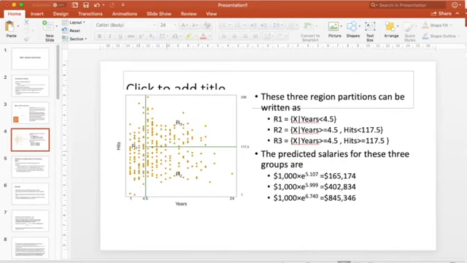So these are the 3 resulting regions. If any individual falls into any of these 3 regions, it is easy for us to predict what would be his salary.